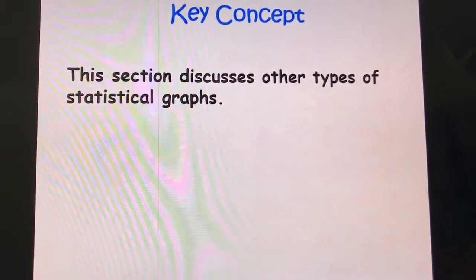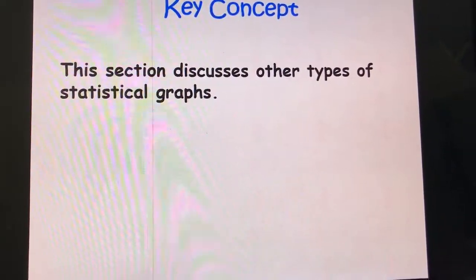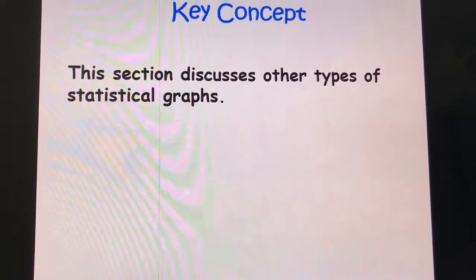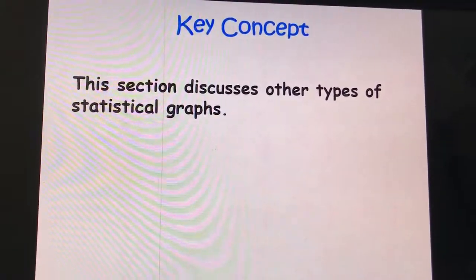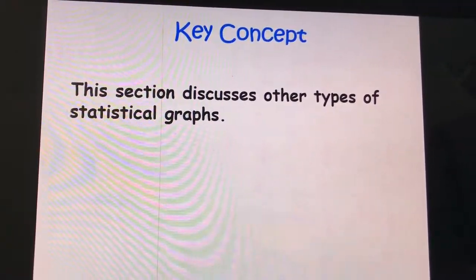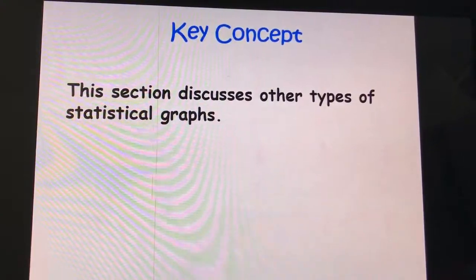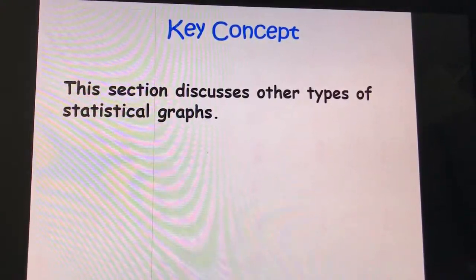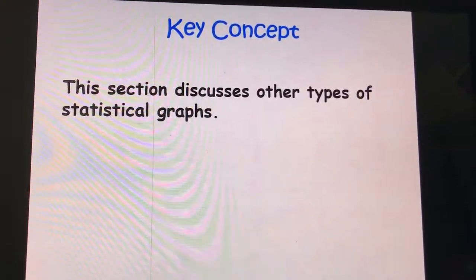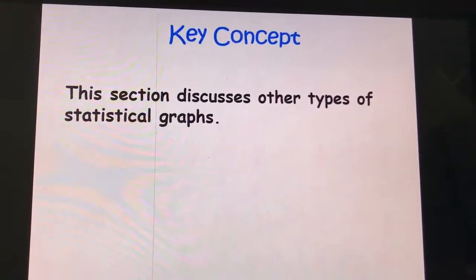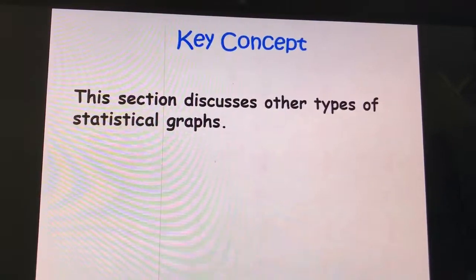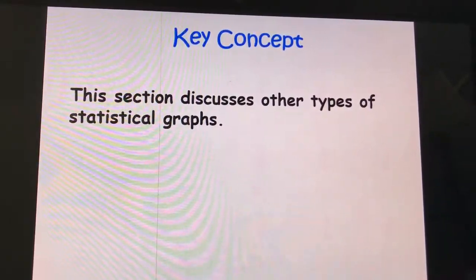So this also discusses other types of statistical graphs. On your homework this week, I think I only have you making a frequency table, and then I'm going to do some of the graphs on the examples. I'm pretty sure you don't have to make any graphs this week, because next week we're going to discuss mean, median, mode, and all that good stuff.